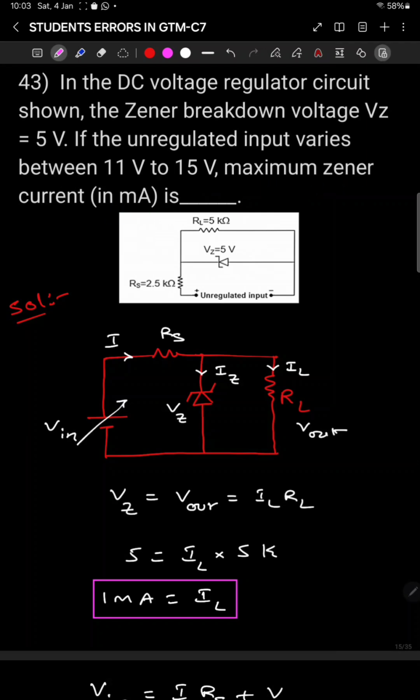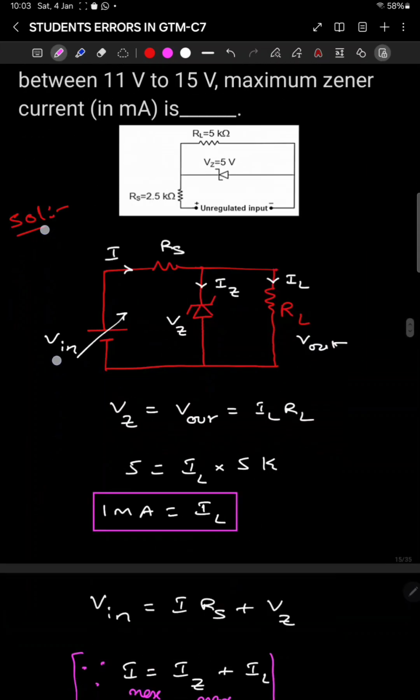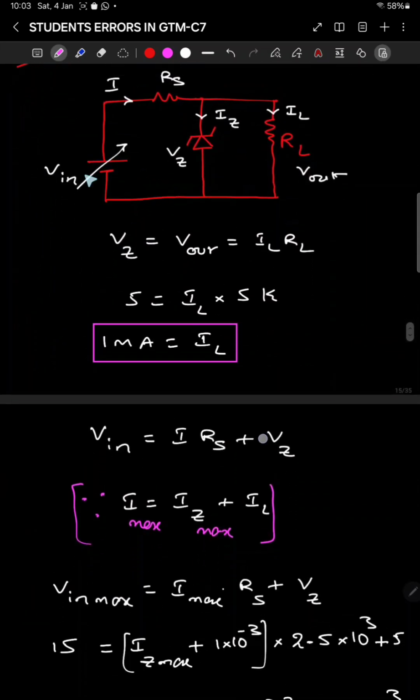Okay. Now, the input voltage is variable. These two are in parallel. Here VZ equals Vout equals IL RL. VZ value 5 volts is given. IL we have to find, load resistance is 5 kilo ohms. From this you can find the IL value, load current 1 milliamp. Again in this closed loop, input voltage equals I RS plus VZ. Another point, the total current I splits into two parts, IZ and IL.